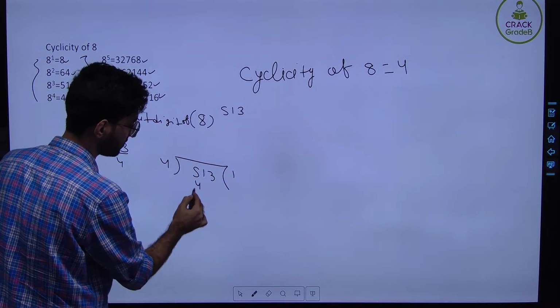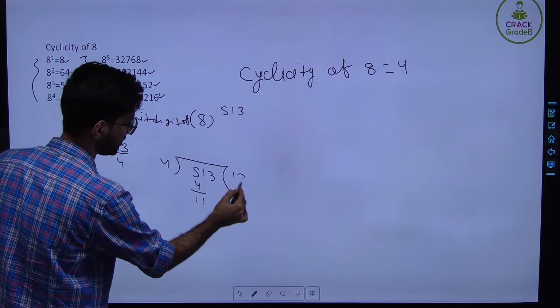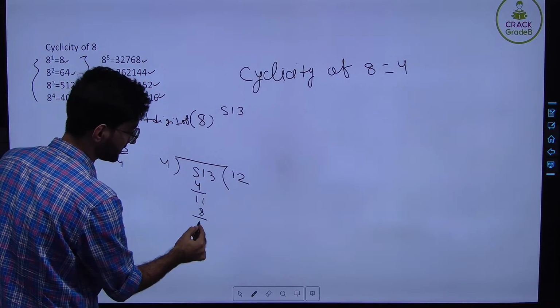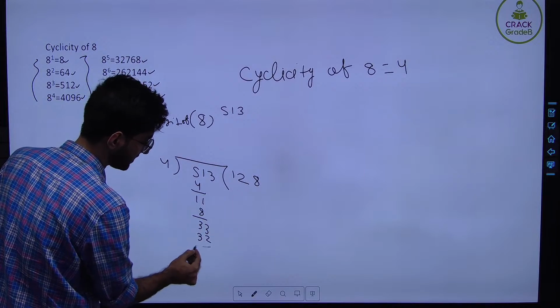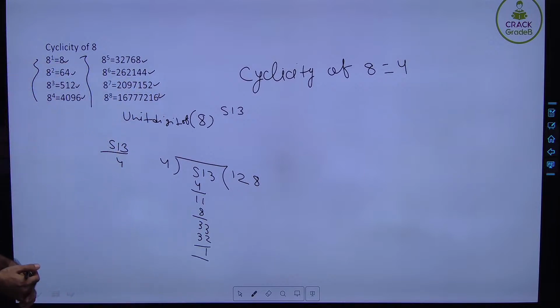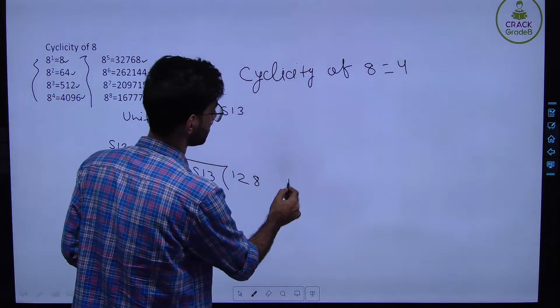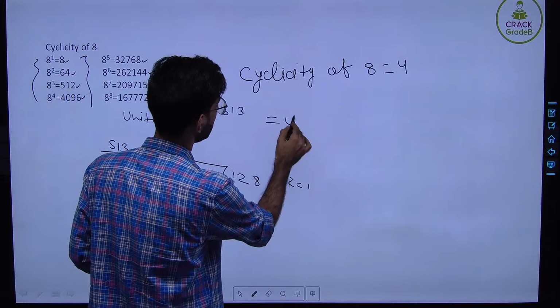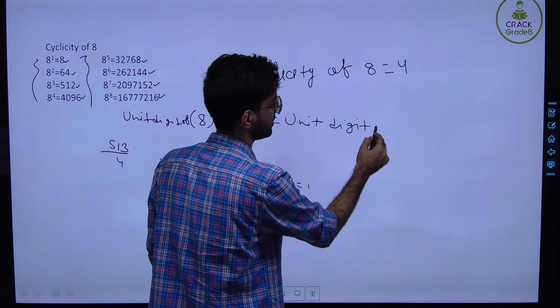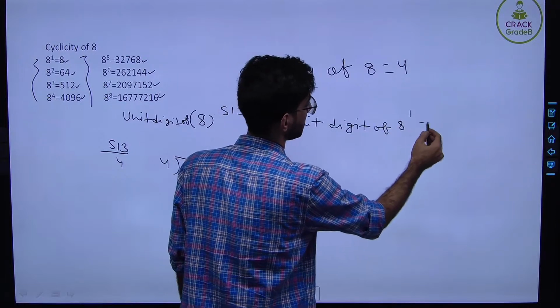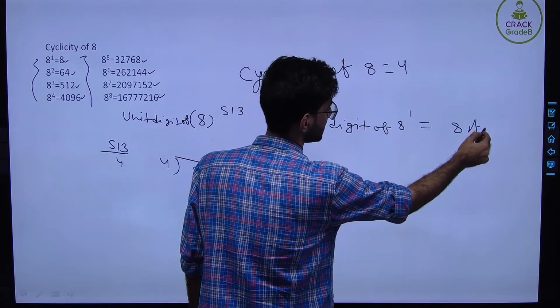4 into 1, obviously 4 into 2, 8, then 3, 3, so 4 into 8, so again 1. So what will be the remainder? The remainder will be 1. And if the remainder is 1, means unit digit of 8 to the power 1. Very easy. 8 answer, right?